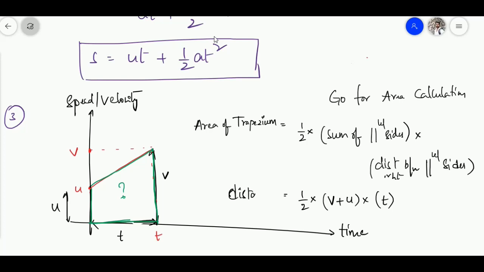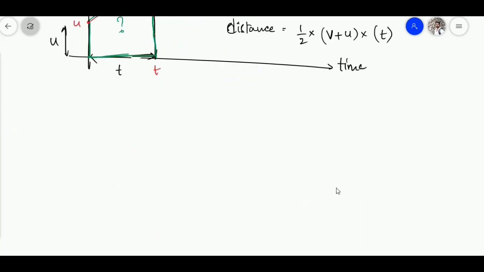So let's continue. The distance I have to take as s. You can take any variable u, v, s, t. In these places you can take any x, y, z, p, q or whatever you want, but this is the standard being followed for so many years. Chalo, half into, I am writing the same thing here, into t.